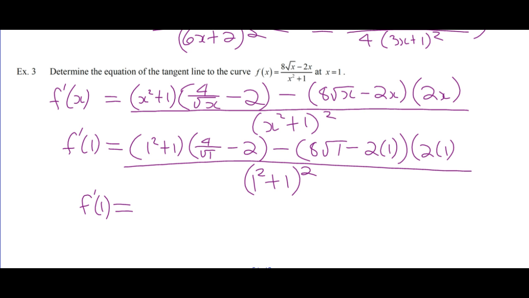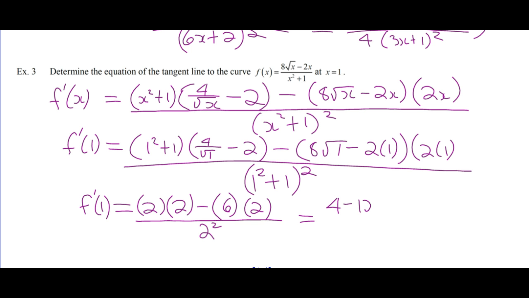Okay, what do we got? 4 minus 2 is 2. 8 minus 2 is 6, times 2. And what's 1 plus 1 squared? Okay, so what's that? 4 minus 12. Okay, so we got f prime of 1. We have the slope of the line we want to find is negative 2.